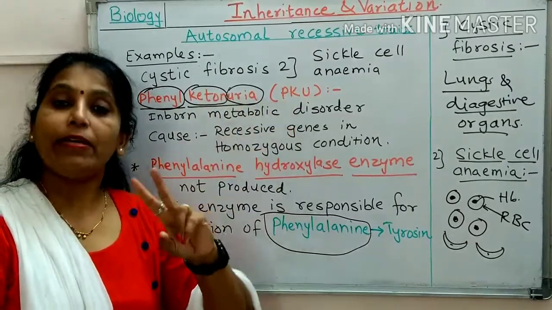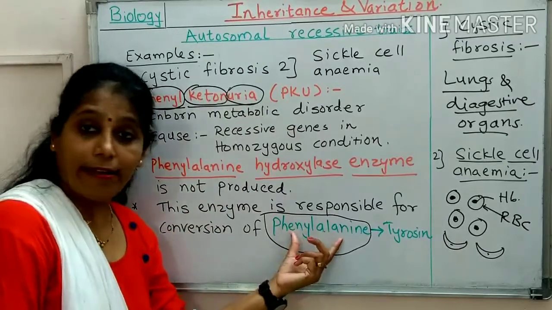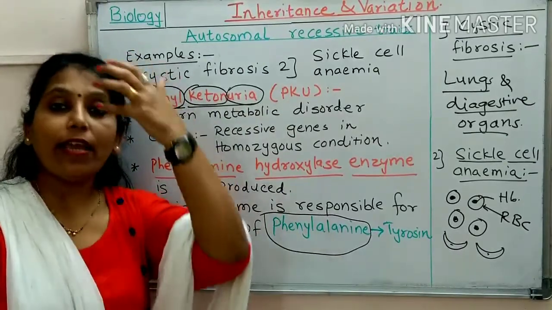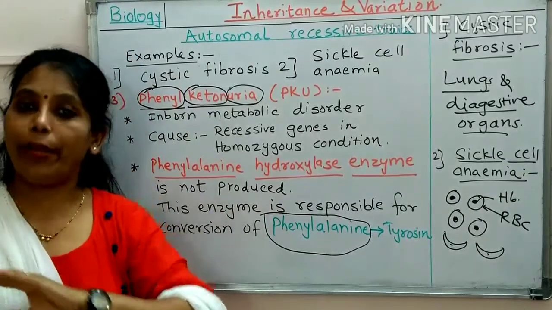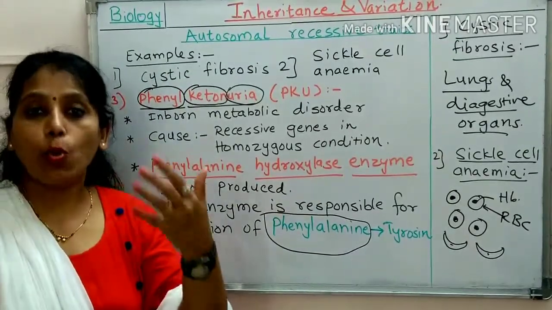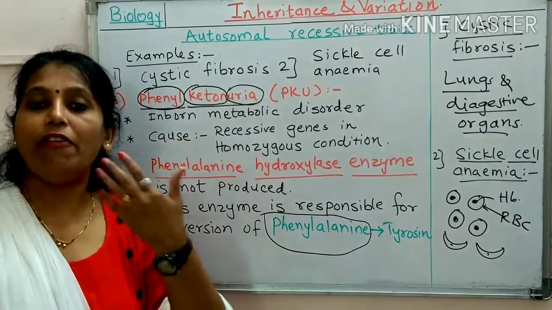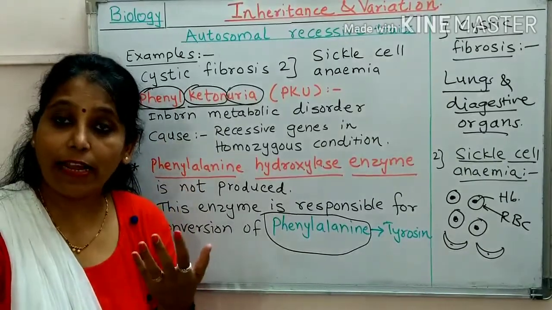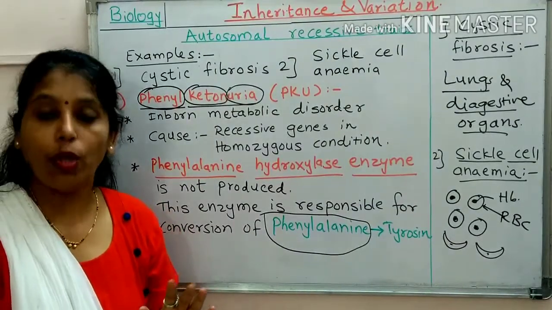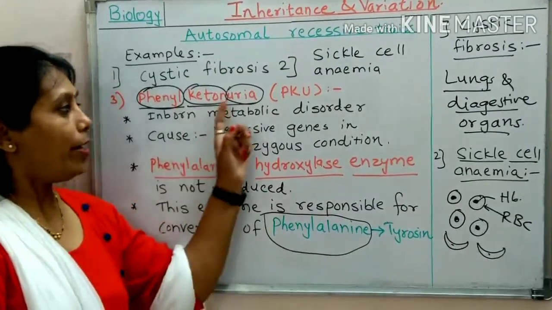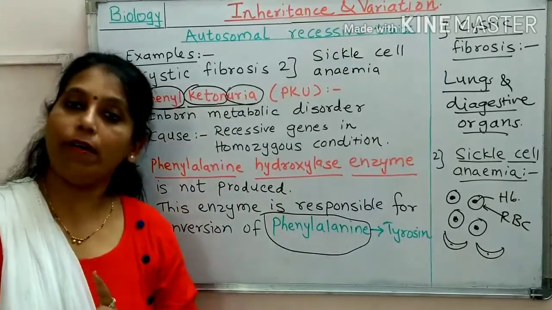This is one thing. Second thing, this phenylalanine starts depositing in the CSF, that is cerebrospinal fluid. And it slowly starts damaging our neurons or nerve cells. It may result in mental retardation also. So it is a very important disorder that you will have to remember.